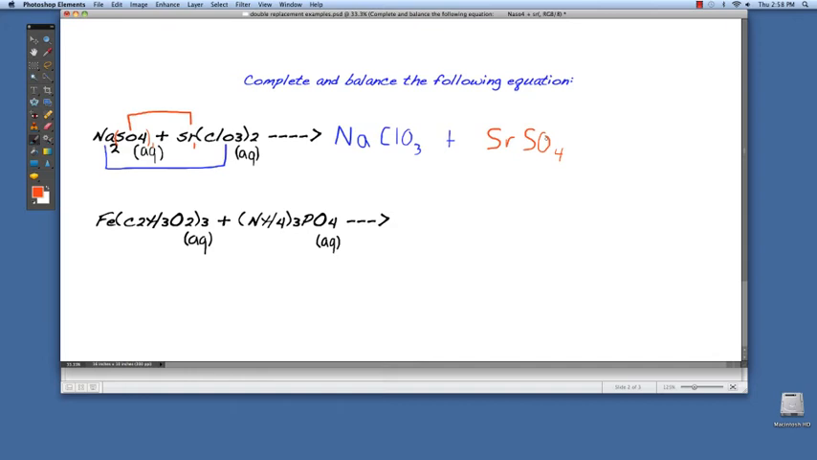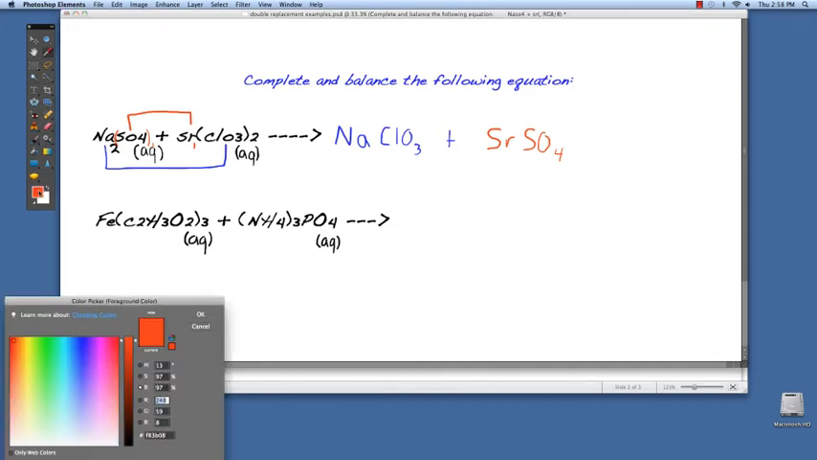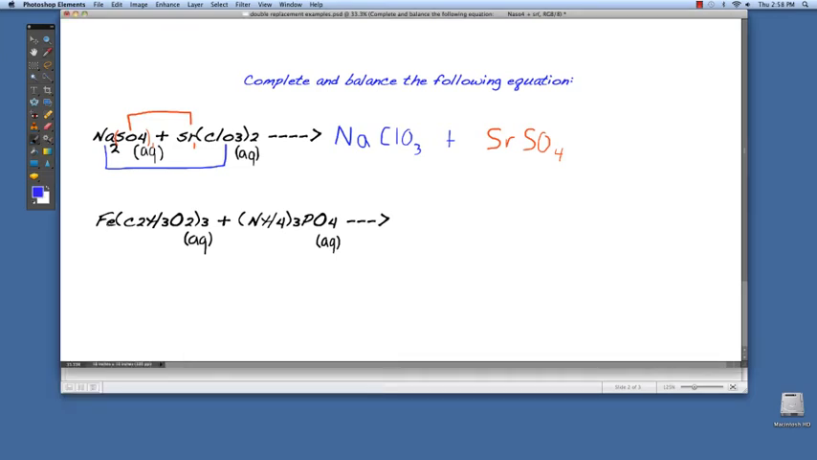Let's look at the second example that I have here. Here, I have iron acetate reacting with ammonium phosphate. Now there's a lot of polyatomics in here, and this can intimidate a lot of students, but don't let it. This is just C2H3O2 with a little subscript of 3 on the outside. But I don't care about the 3 because it's on the outside, so I'm not going to bring it. And then here I have ammonium, which is NH4, with another little 3 on the outside, which I'm also not going to bring over because it's on the outside of the parentheses.